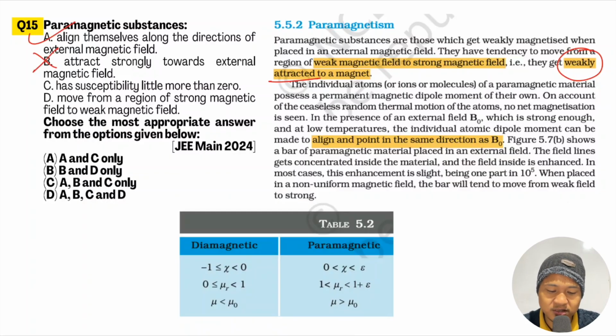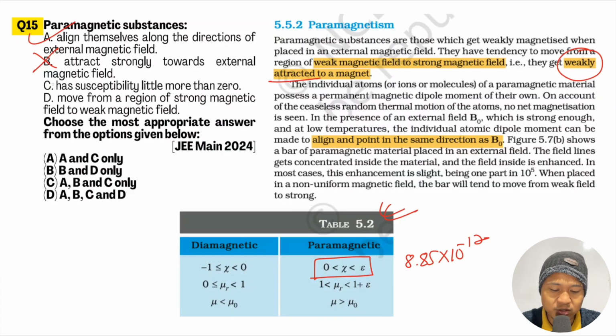Next, C: susceptibility little more than 0. As the table shows, susceptibility is a very small value, a little more than 0, so that is also correct. Another says it moves from strong to weak and from weak to strong, so that is wrong. So the answer is A and C.